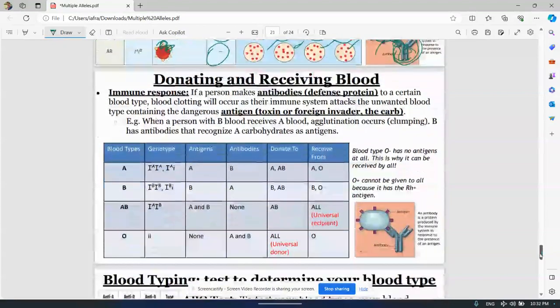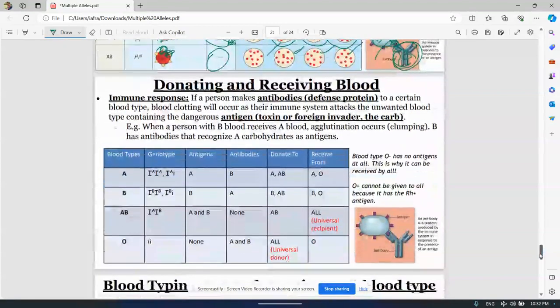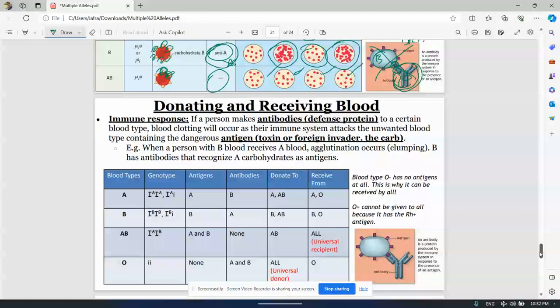So here is a summary of the universal donor and receivers. You'll notice that the blood types are listed here, the genotypes. You can see the antigen that they present, meaning like their carb. We call that the antigen because that's how your body would recognize it. So A has an A antigen, B has a B antigen, AB has both. O, there's no carbs on it. You can see the antibodies and who you can donate to and receive from.